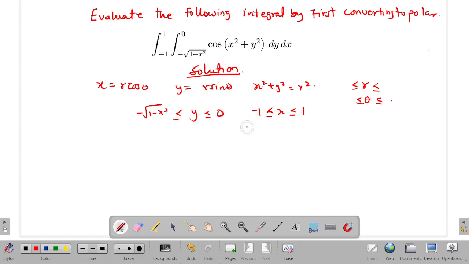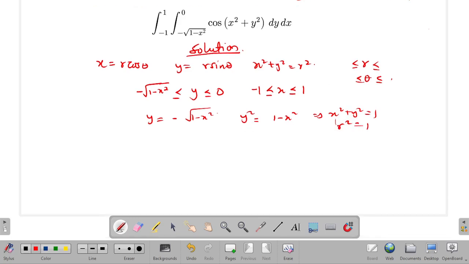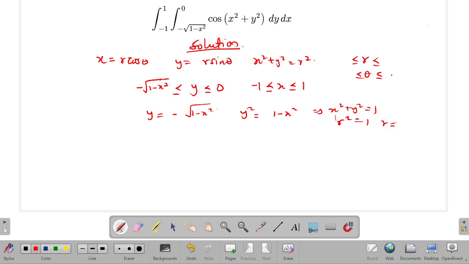Once we have this, how do we convert it to polar form? Remember, I can derive this equation as y equals negative square root of 1 minus x squared. When I square both sides, I have y squared equals 1 minus x squared. Therefore, x squared plus y squared equals 1. This simply tells us that r squared is equal to 1, therefore our radius is equal to 1. So the magnitude of our radius is 1.